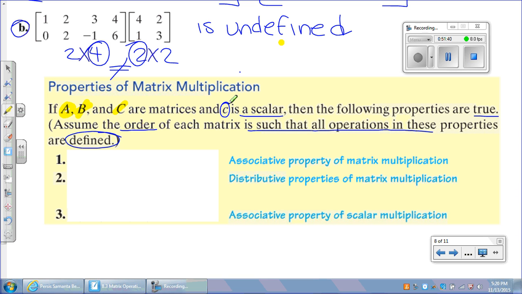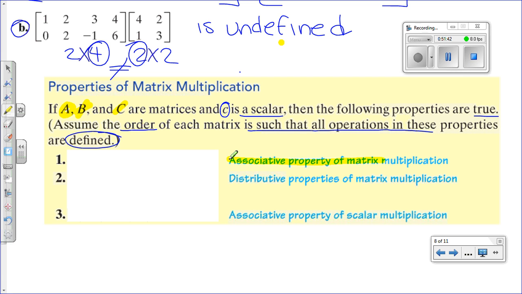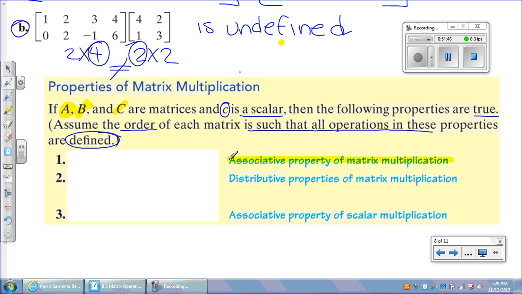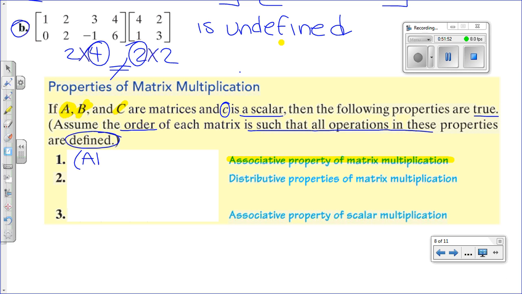So we have the associative property of matrix multiplication, and that one states that if you have 3 matrices multiplying, you could multiply 2 at a time, A and B first, and then multiply it times the third one.